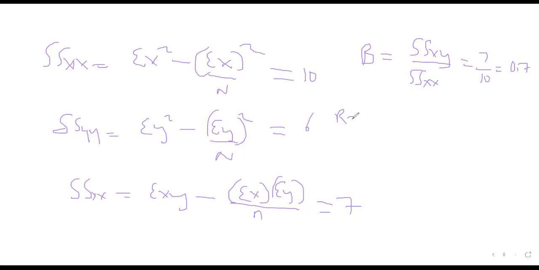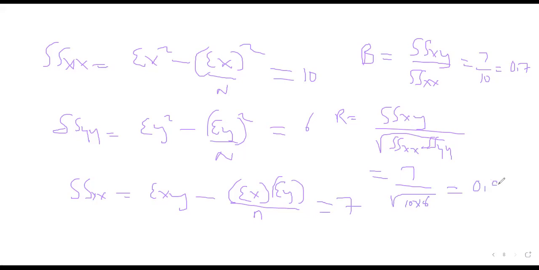How about our R? R stands for coefficient of what? Correlation. What's the formula? XY over the square root of XX times YY. So here we're going to have 7 over the square root of 10 times 6, which gives 0.903. That is how we find our coefficient of correlation. When you square this, it is called your R squared, which is 0.816. Just using these very formulas, you get about 10 marks.